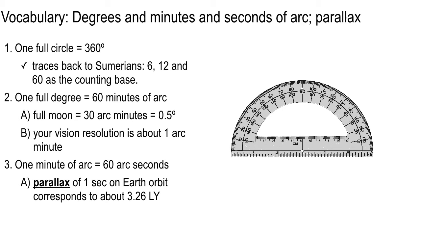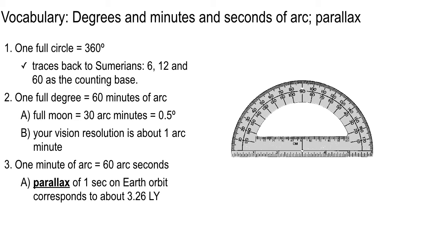1 second of parallax for Earth's orbit means that the thing you're looking at, for us here in the classroom, we're getting 4 or 5 degrees, maybe 10 degrees of parallax. If you get 1 second of parallax, that means that the star you're looking at is about 3.26 light years away from you. Now that's pretty close to the nearest star, Alpha Centauri. Okay, that's about 3 light years and change. All the other stars are further away, so every other star has a very, very small parallax angle that we can measure from Earth orbit.